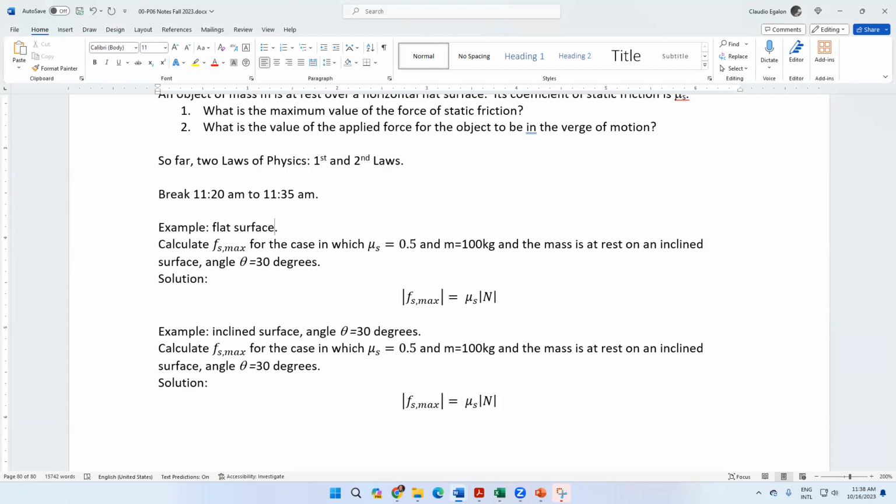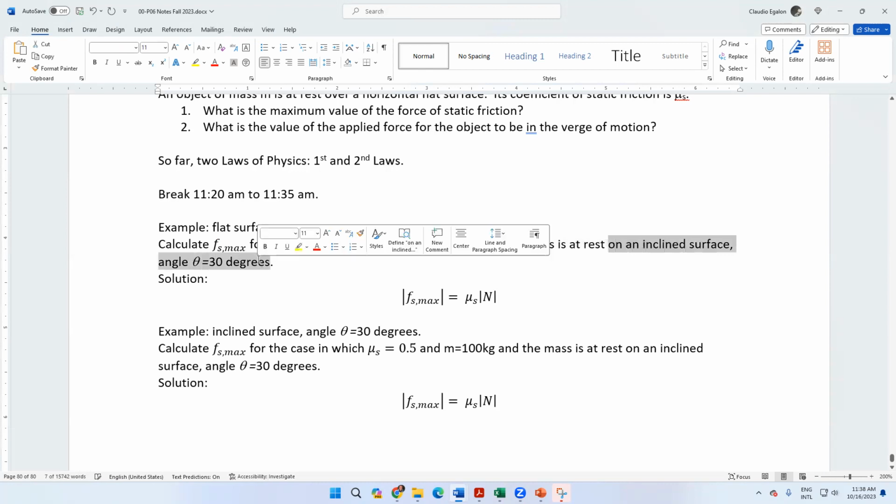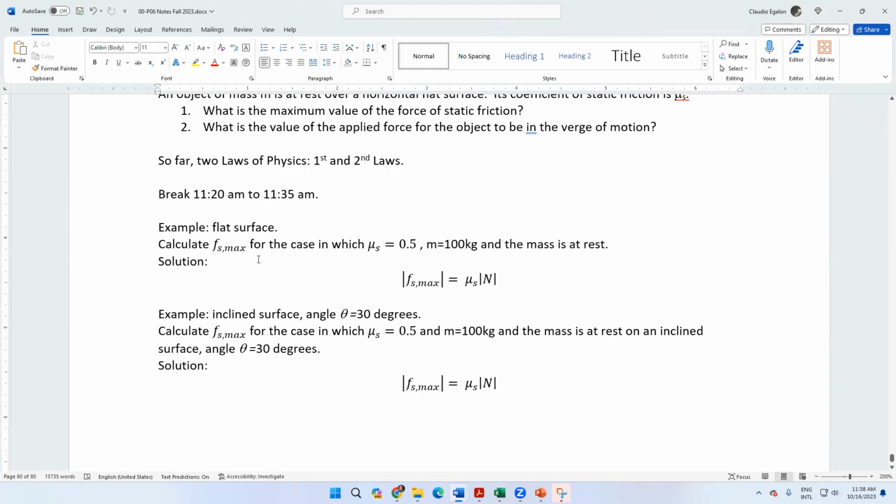Calculate the maximum value of static friction for the case in which the coefficient of static friction is 0.5 and the mass is 100 kilograms, and the mass is at rest. Okay, so calculate the maximum value of static friction.